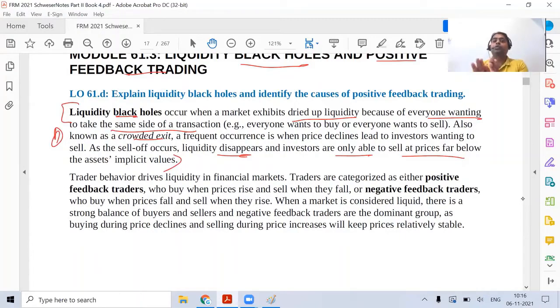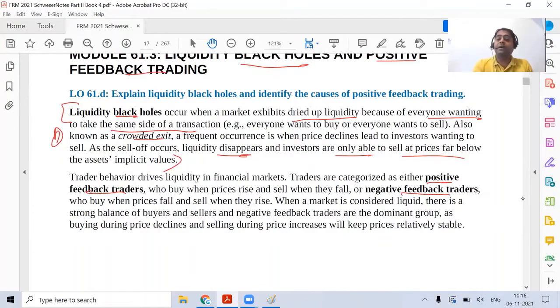Okay, let us go to the next scenario, which is this: traders can be categorized as positive feedback traders and negative feedback traders. Positive feedback traders means you behave with the market. So if the market is going high, you will buy. When the market is going down, you will sell. Okay, so you are pro-cyclical. You behave with the market.